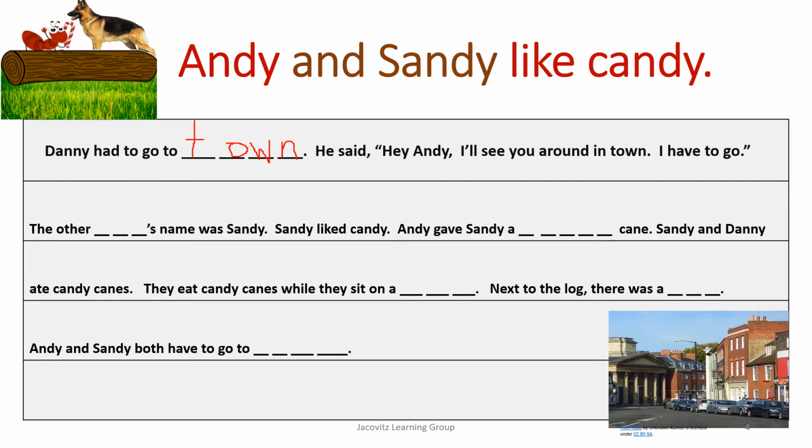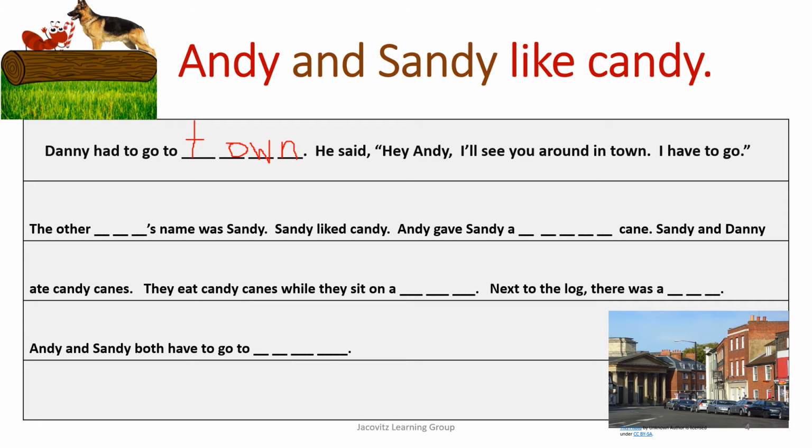Town. T-own. Like buh, bruh, brown. But this is town. T-O-W-N. He said, hey, Andy, I'll see you around in town. I have to go. The other, what is this here?